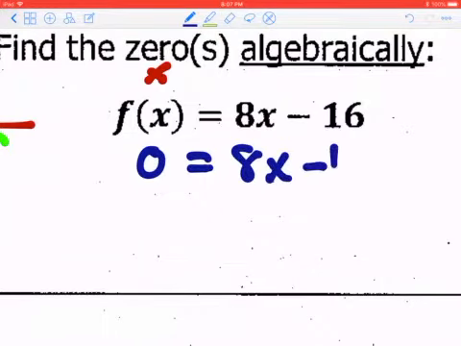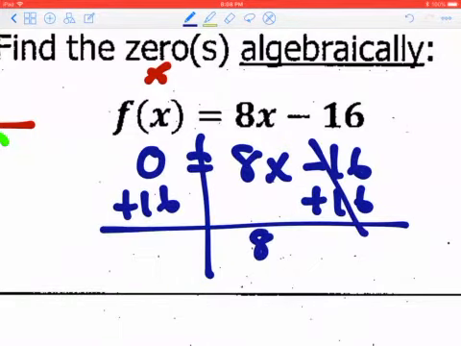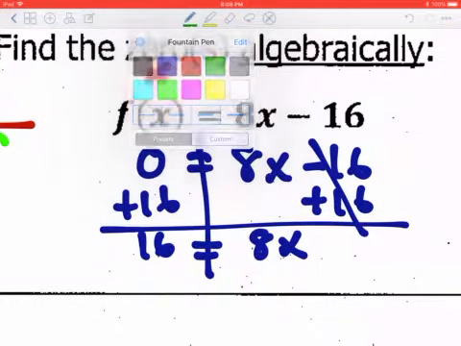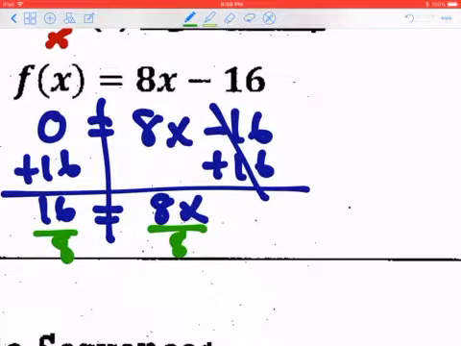Y is 0. So I make y 0 and solve for x. So I have to draw my line, add 16 to both sides. 8x equals 16, which means that I'm going to divide by 8. And when I do that, I'm going to get that x equals 2.